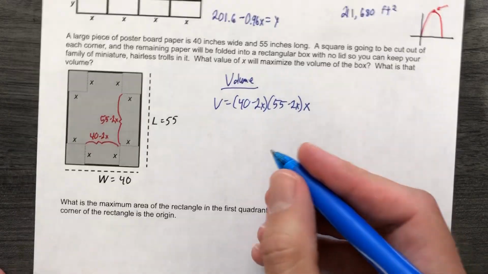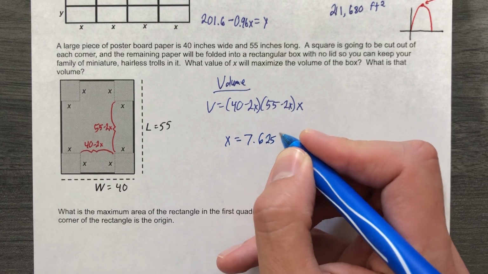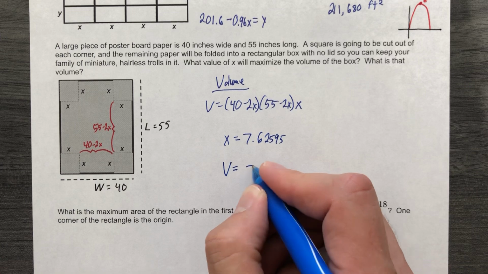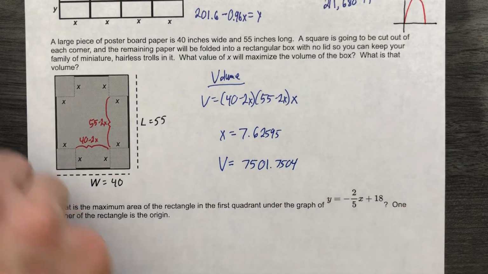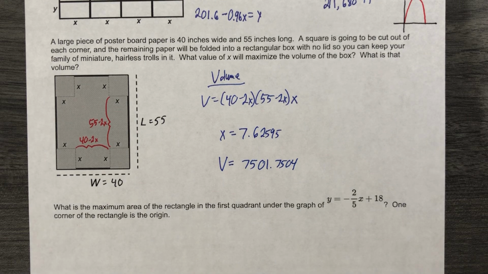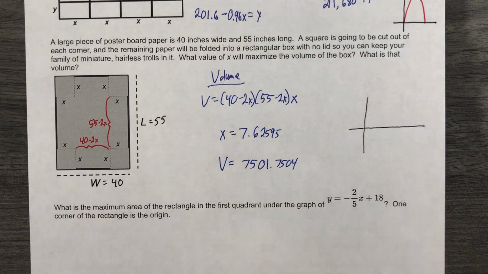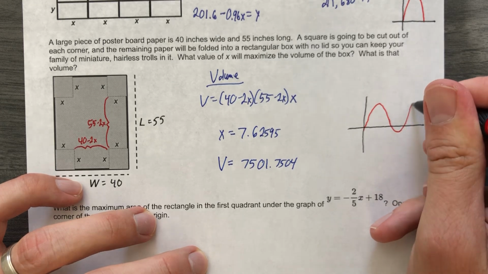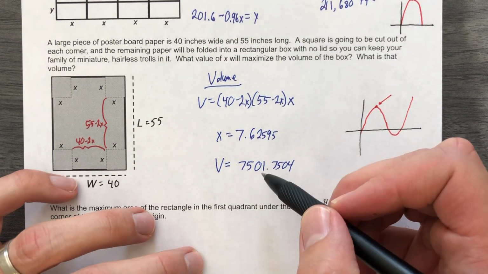I'm going to sketch a quick graph of it too. So x equals 7.62595. I'm going crazy with my decimals here. And then that maximum volume is 7,501.5704. I usually don't use that many decimal places, but after I made that other mistake, I figured I'd fix it somehow. And what I'm really doing here is finding a maximum. I found that coordinate right there, and they asked for both the x value and the output.